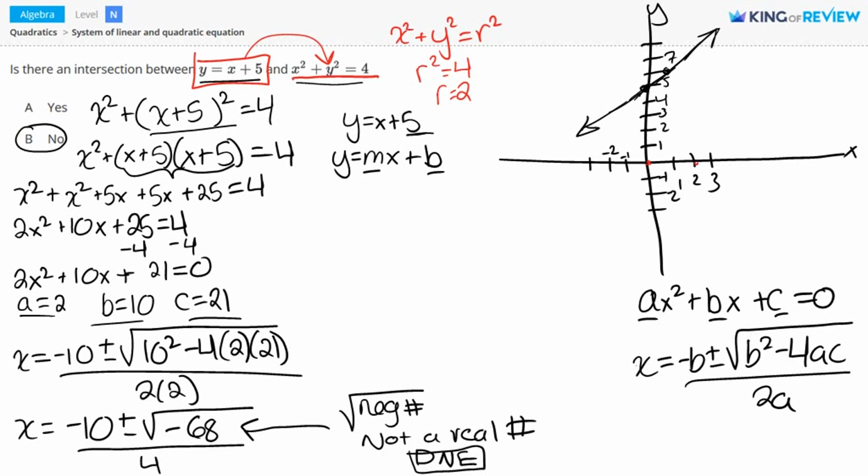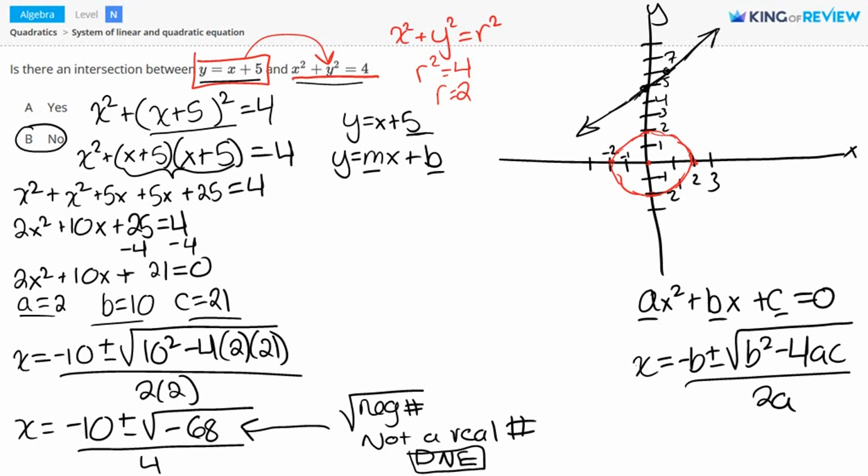So if we were to plot this circle, it would pass through these points because it has a radius of 2. So I'm just roughly filling in what this circle looks like. And here's our circle in red, our line is in black, and you can see that they do not intersect. There is no point where they touch.